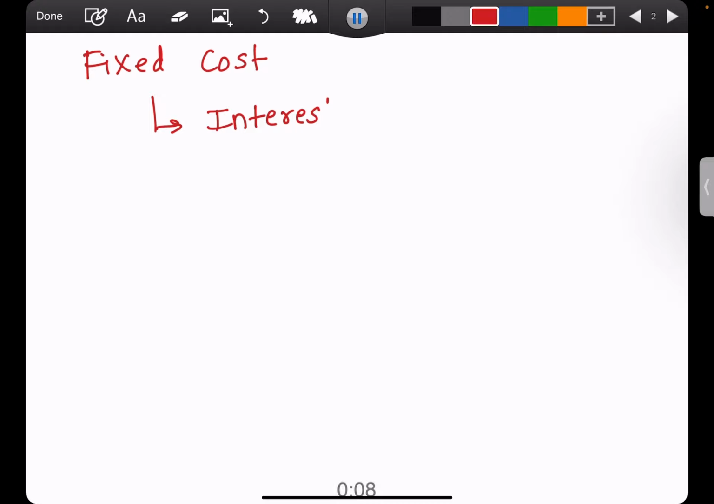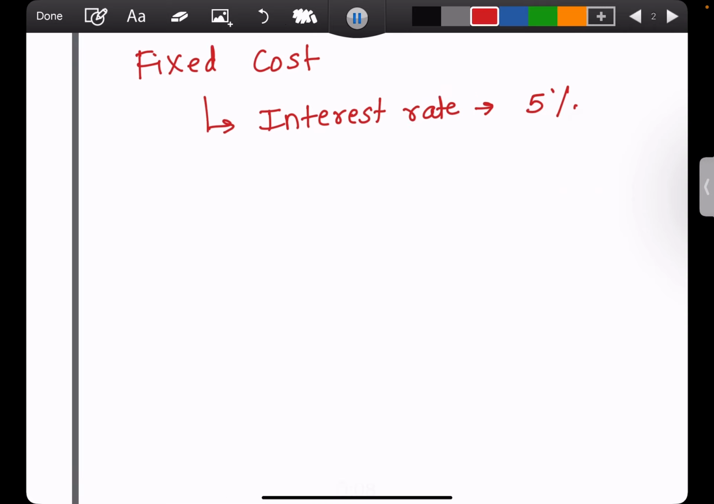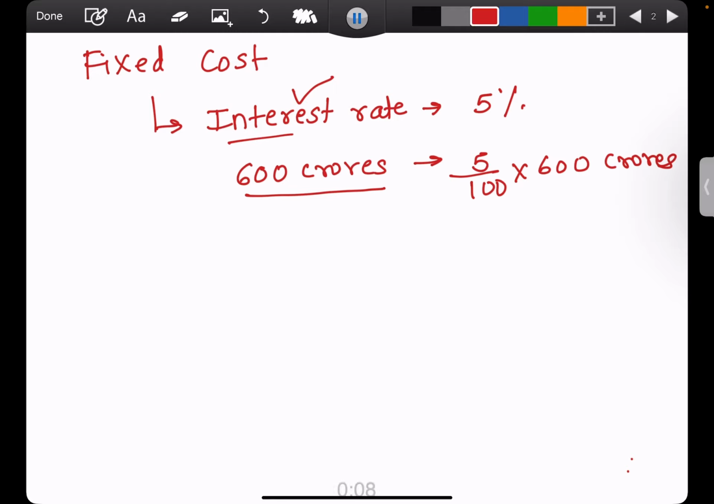Interest rate is decided in the market. Let us say that the interest rate of borrowing this capital from the market is 5%. So this 5% of the capital cost has to be paid every year. For example, in our problem, 600 crores is the total capital cost, so 5 by 100 into 600 crores would be going every year in the form of interest.